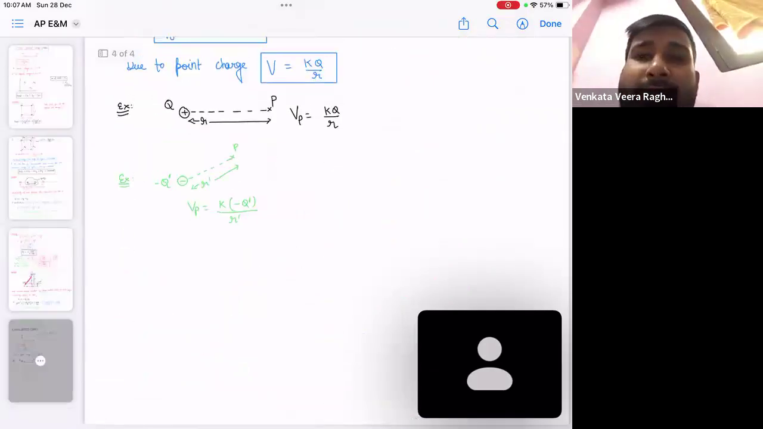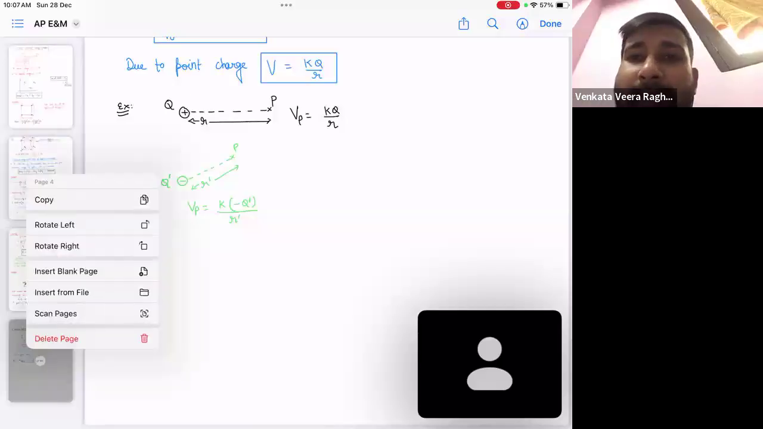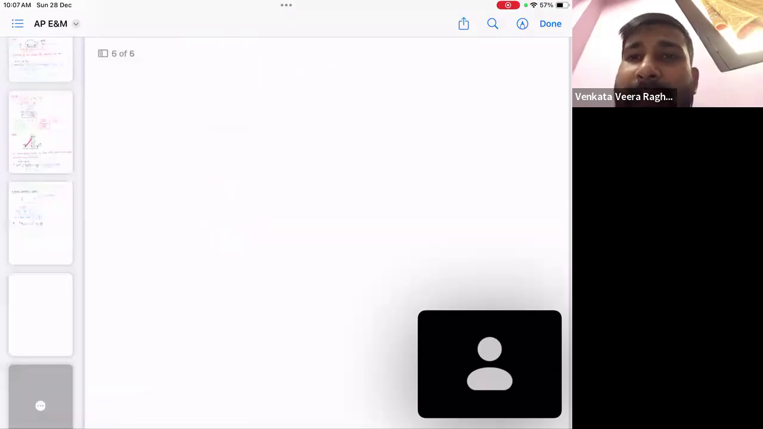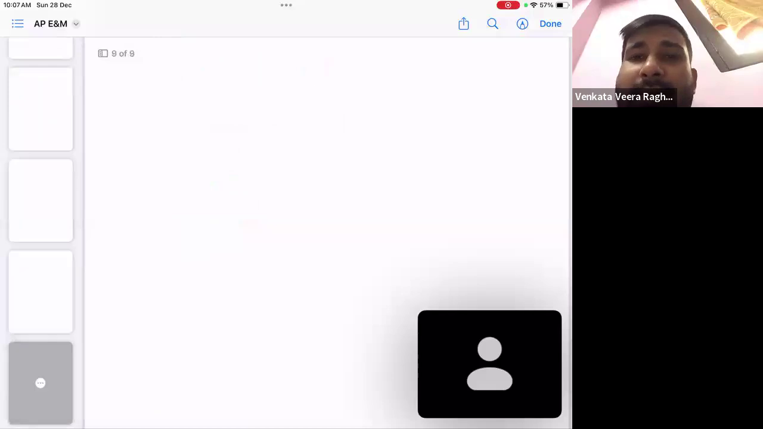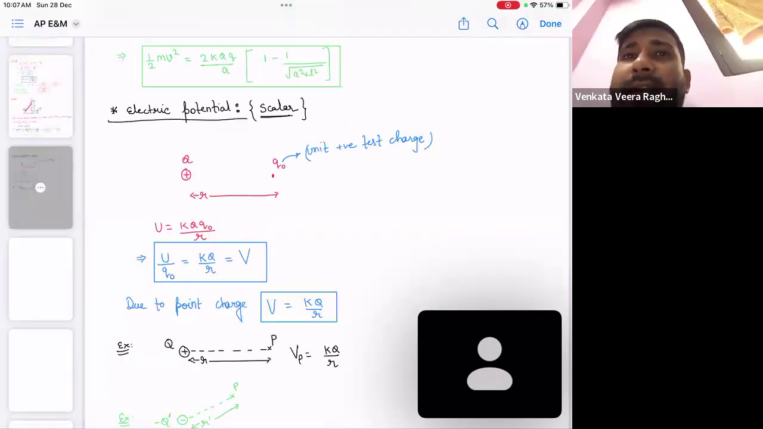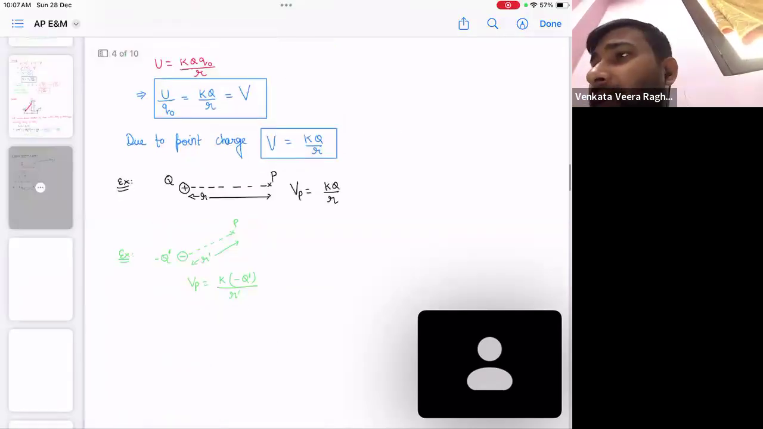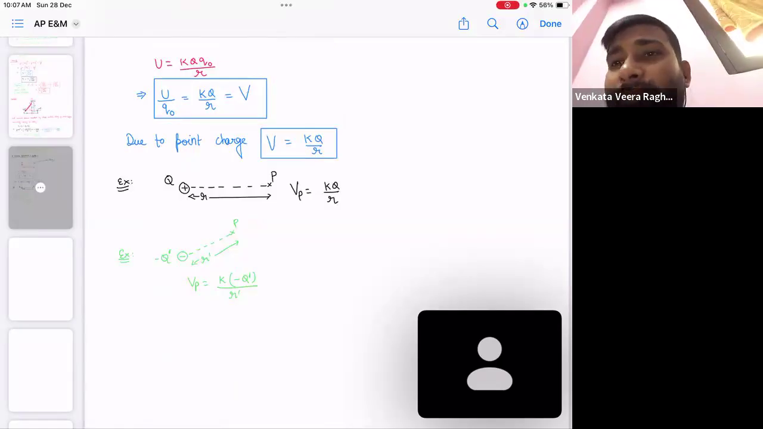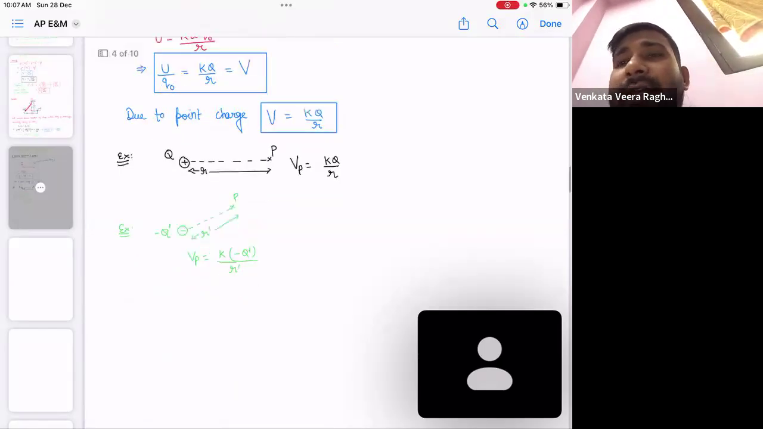Is that clear? So whenever we have to write the electric potential, what are the things needed? We need to know what the charged particle is, whether it is positive or negative, and where we want to calculate the potential due to the charged particle. So that gives us the electric potential at a point.